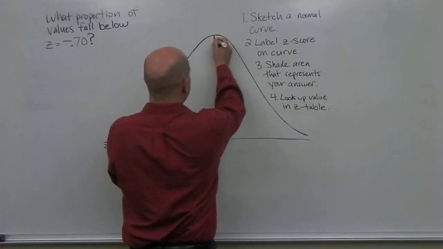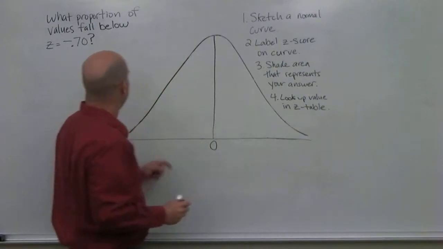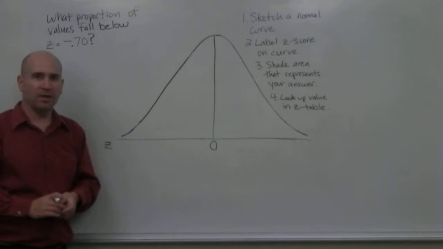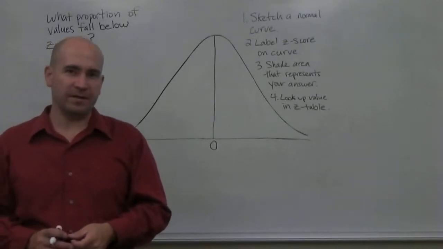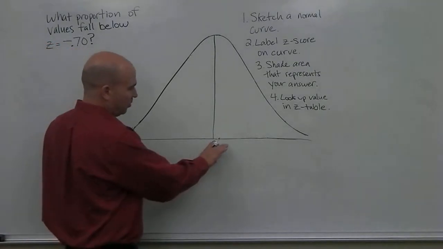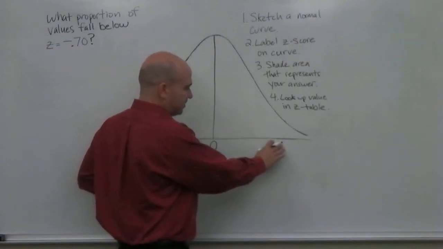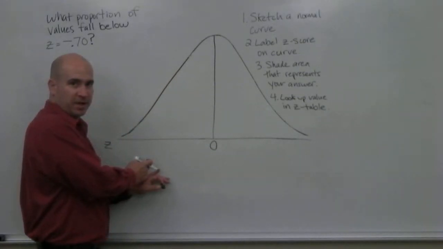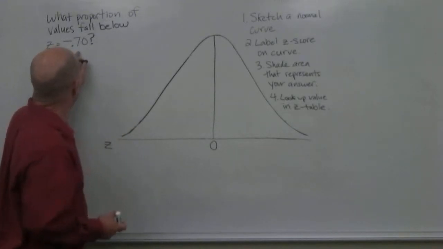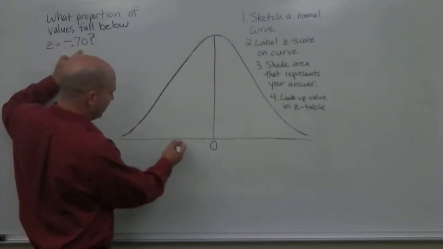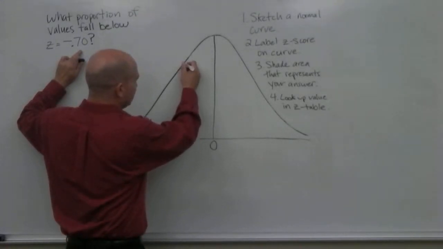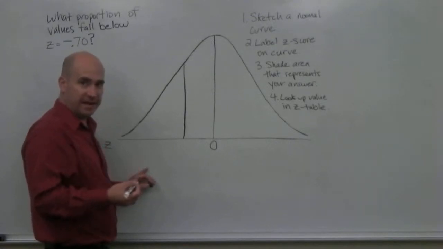I'll start with my z of 0, like always. And here I have what proportion of values fall below a z of negative 0.70. So, negative 0.7. Am I going to go above, to the right of 0, or to the left of 0 to shade? I want to go to the left of 0 because I'm looking for the values below negative 0.7. So here, I'm going to the left because my z is negative.